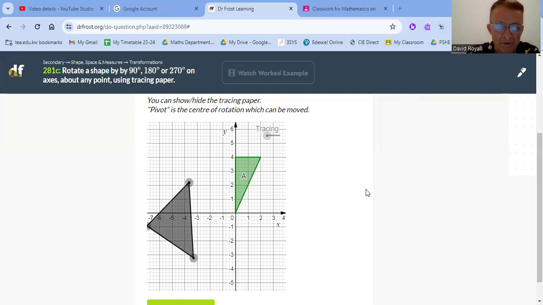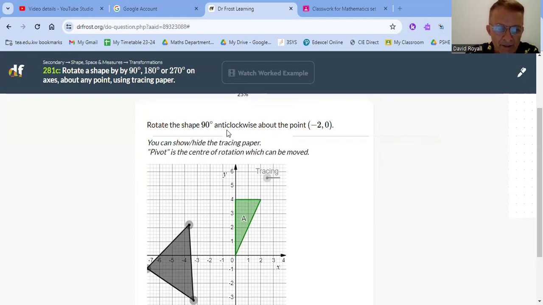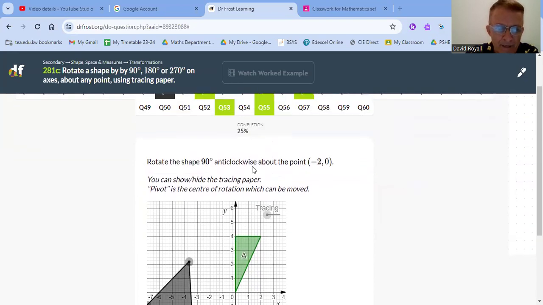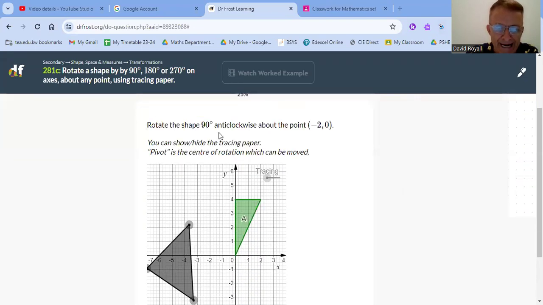Okay, so what are we going to do here? Right, this one, look, see, lots of greens. Get the hang of it. We're going to rotate 90 degrees anti-clockwise, so that's going in that direction. In other words, bring it here. This object here. So what we want, a little bit of tracing paper, but before we do that, we've got to read the question. It says about the point -2, 0.